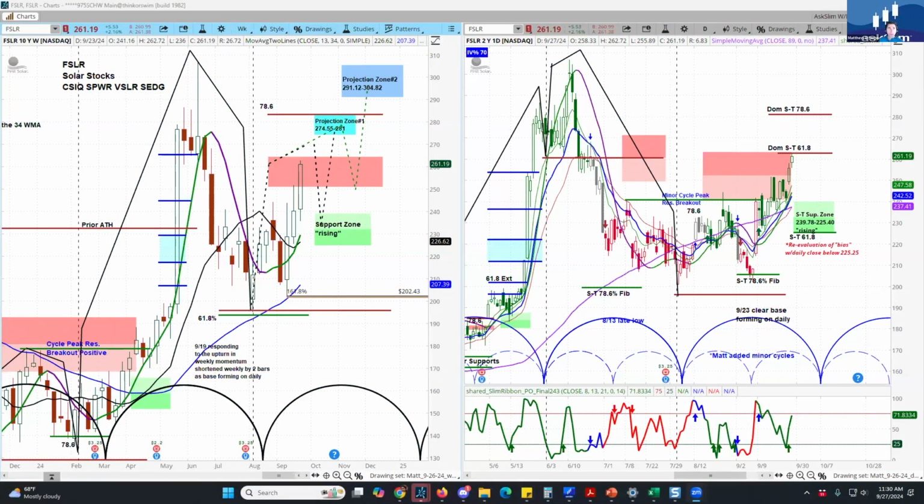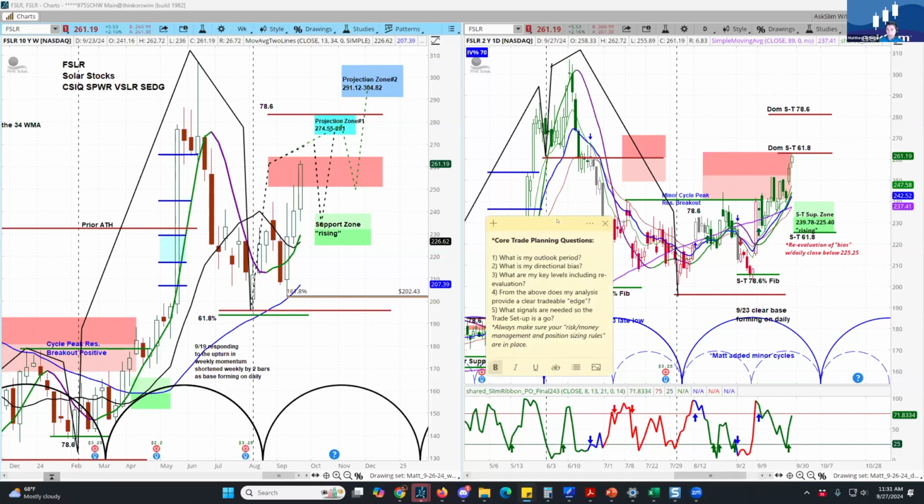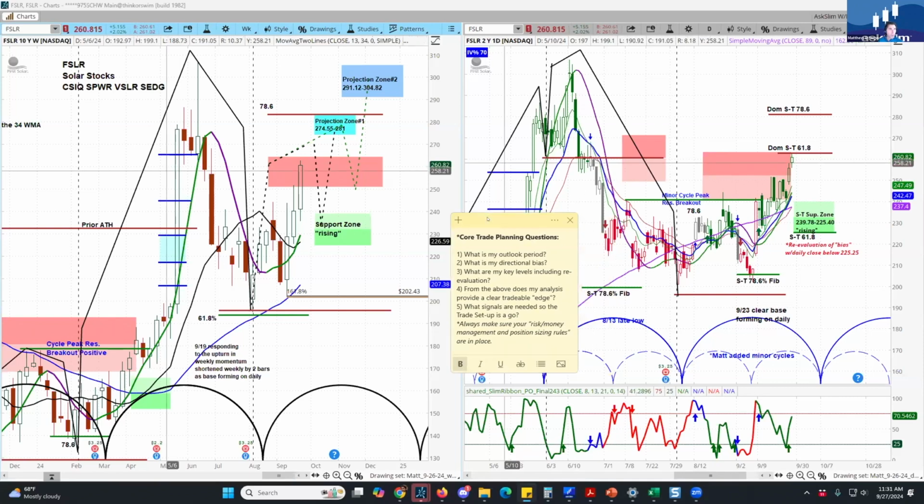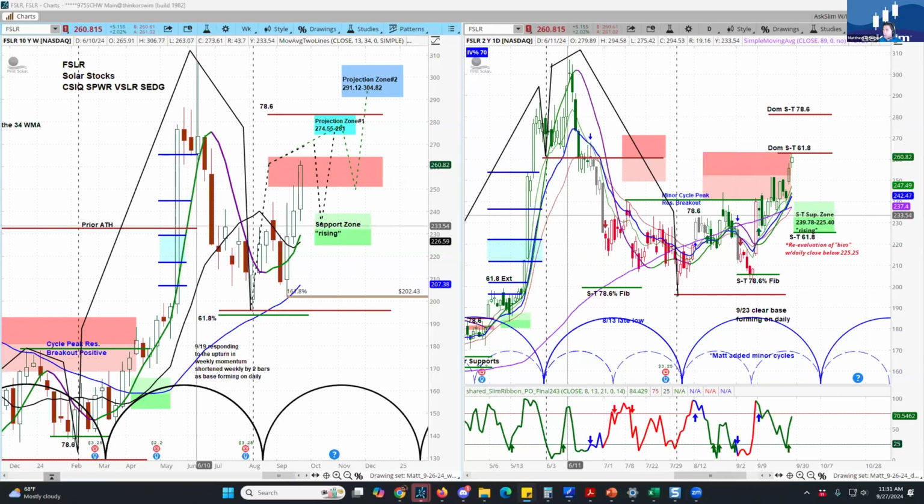Okay, so we have a look here at First Solar. I'm looking at an intermediate time frame outlook, and we're going to use the askSlim methodology to answer the core trade planning questions. And that first question, which is extremely important, is defining what your outlook period is. As I mentioned, we're looking at an intermediate time frame, and I have the weekly and the daily charts up here to help me prepare my sum of the evidence.